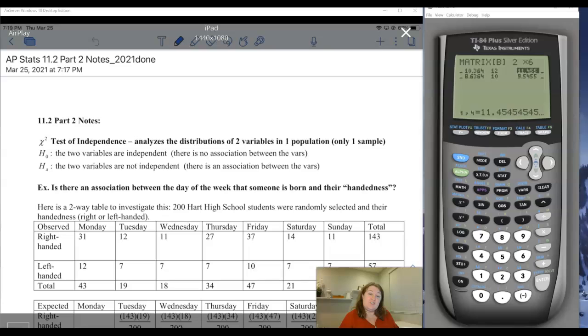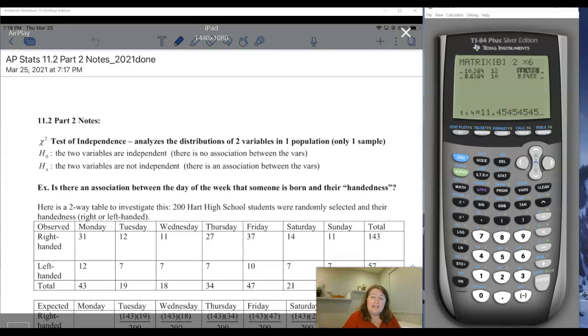So we've got one big scoop, 200 Hart High School students, and we're evaluating 2 things to see if there's a connection. Day of the week they were born and whether it depends on their right or left-handed. Wouldn't it be cool if you found out that people that were born on Fridays tended to be more left-handed than some other day? That'd be kind of cool, right? So that's what we're testing for.